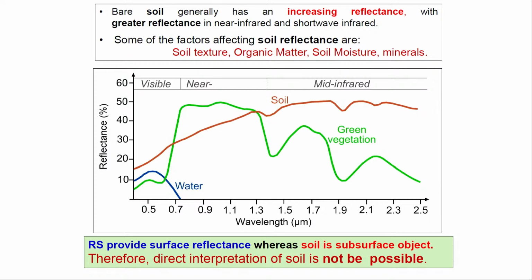But in case of soil, there are no very contrasting reflectance characteristics. So it is very difficult, and I also told you that surface reflectance will not give the information of subsurface soil. So it means remote sensing provides surface reflectance, whereas soil is a subsurface object. Therefore, direct interpretation of soil is not possible.